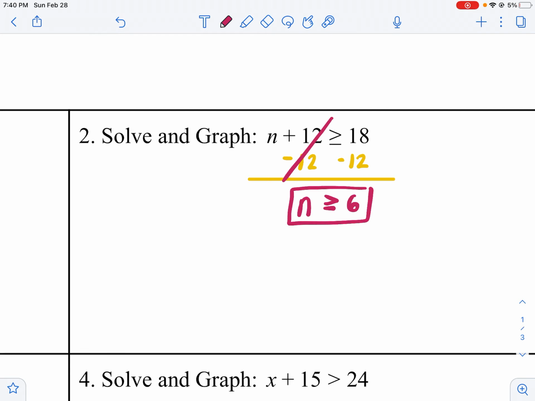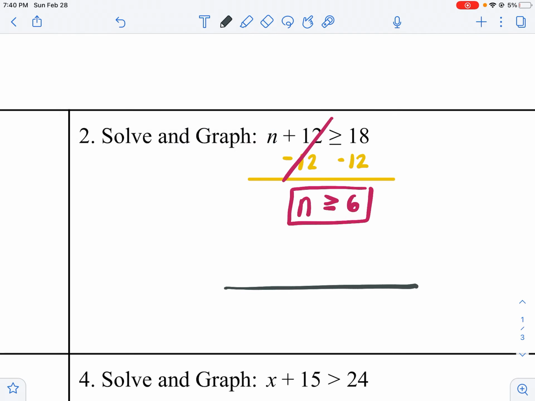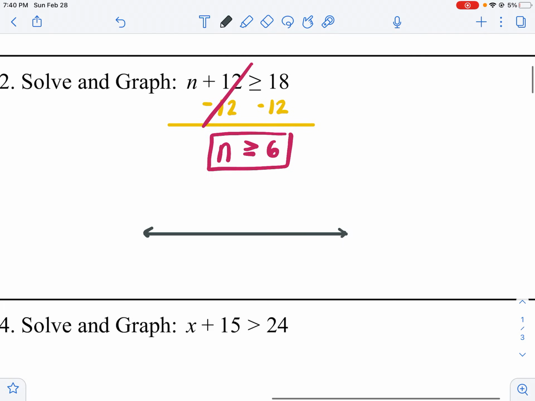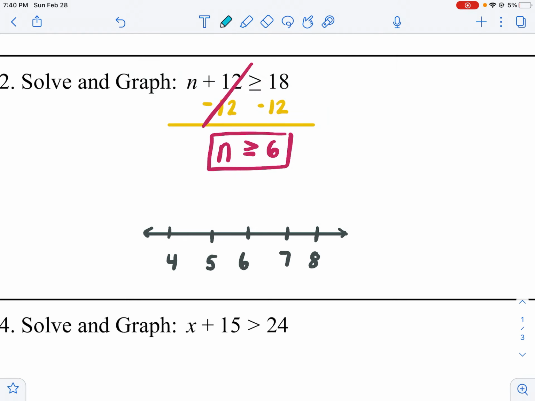So that's our answer. All of the numbers that will make this true have to be bigger than 6, and it can also be 6 as well. So I'm going to draw a number line for this one as well. I like to put 6 right in the middle. So 7 and 8 are bigger, and 5 and 4 are smaller. And we have to do a closed circle on 6 because this one is including 6 as well.